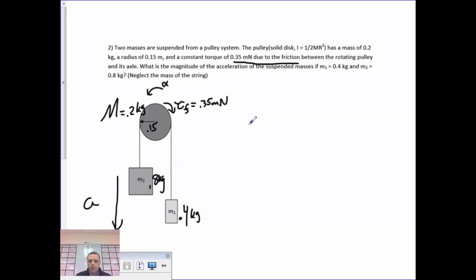And the first thing I'm going to do is get started by looking at each block individually. So start off, we'll do block 1. Block 1, the forces are mg and tension 1. Tension 1 is a little bit bigger than m1g, because it's going to move up as it's the smaller mass. So sum of the forces equals m times a. Tension 1 minus m1g equals m1a.